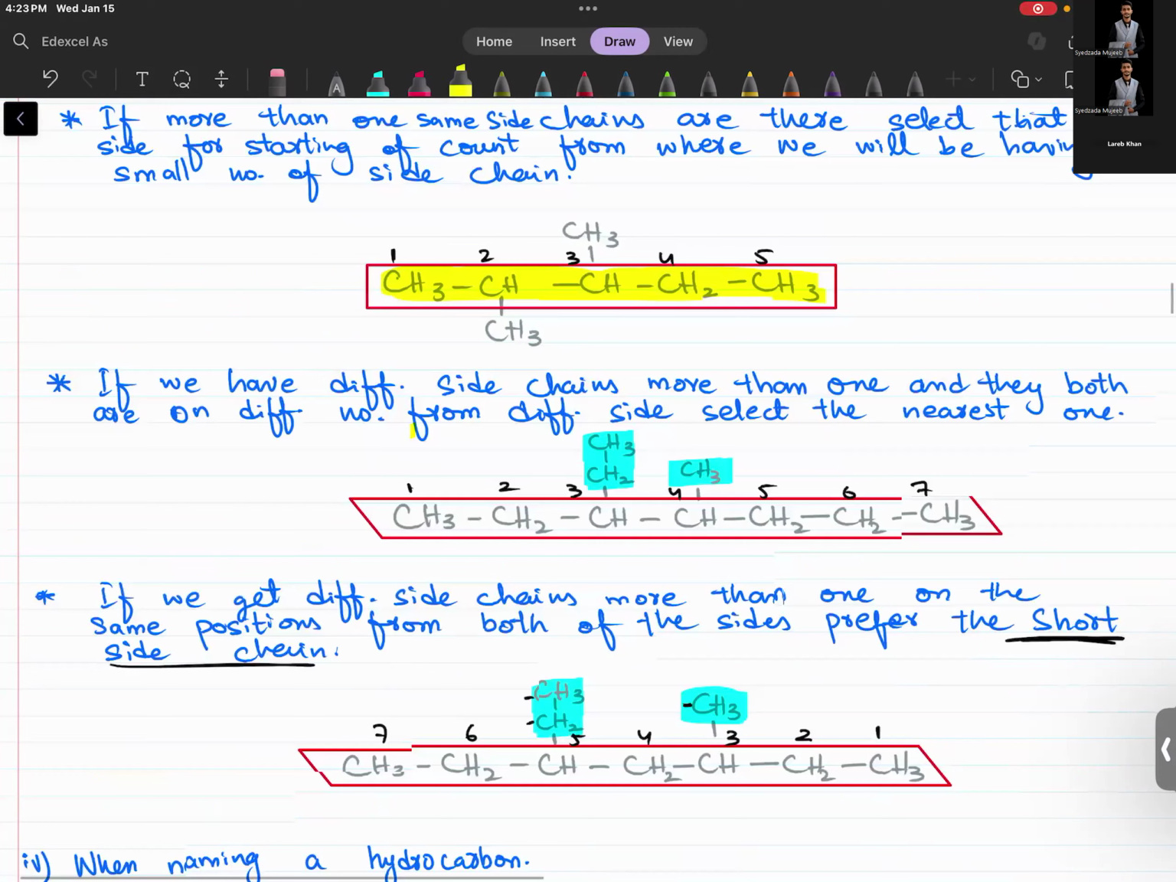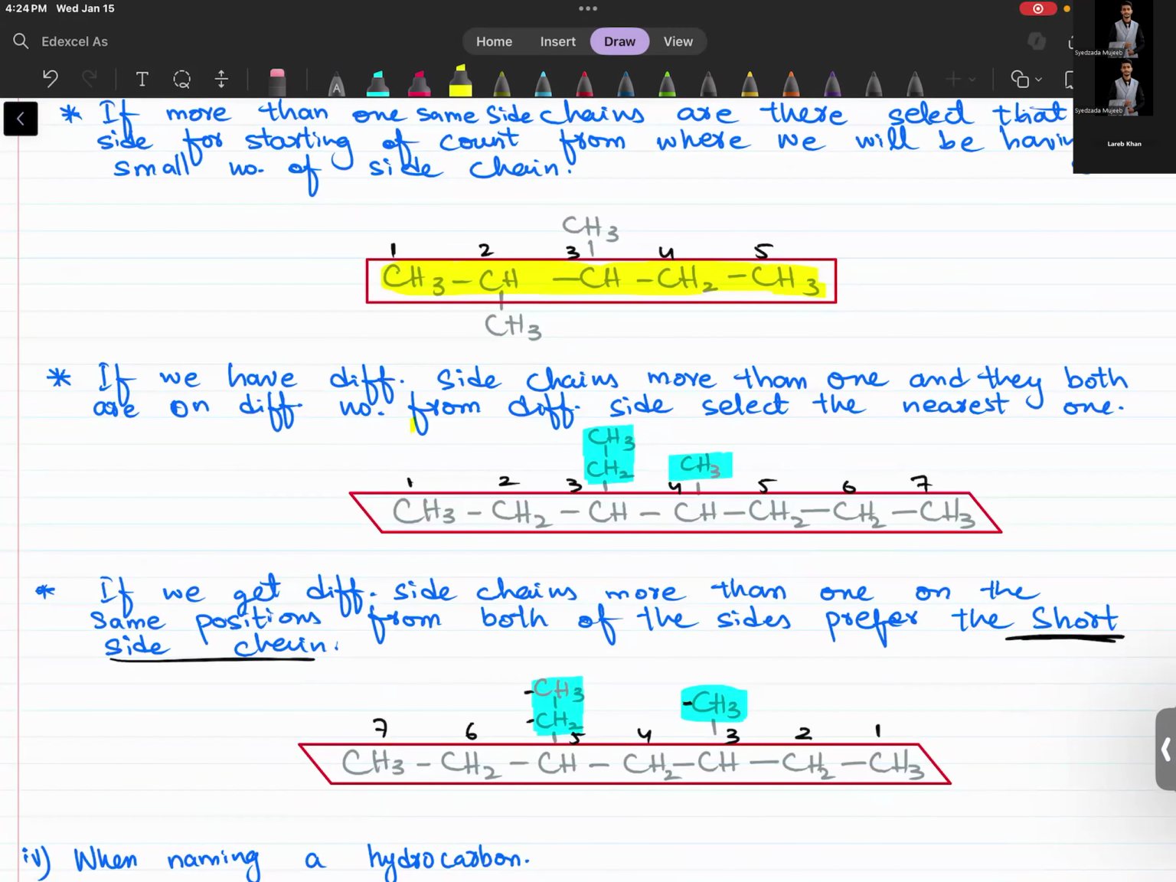If we get different side chains, more than one, on the same positions from both sides, prefer the short side chain. You see from the left side, the side chain is on the third number, and from the right side, the side chain is on the third number. So from both sides, the position preference cancels out. Now we see what side chain it is. From the right side, we are observing the short side chain on the third number, and from the left side, we are observing the large side chain. So we will prefer the short side chain, and that's why we will start from this side. You got my point? That's good.